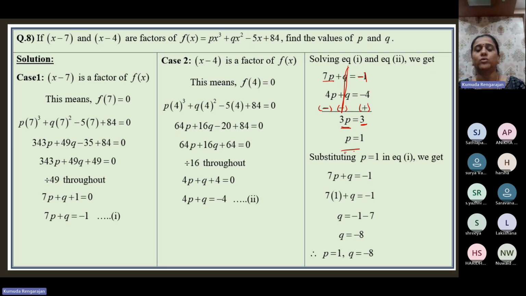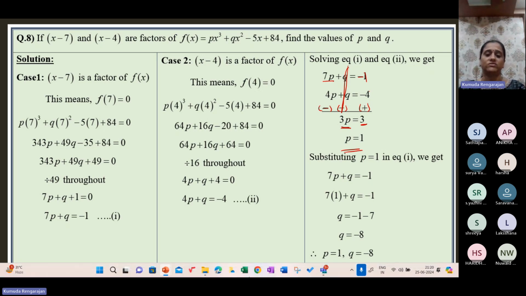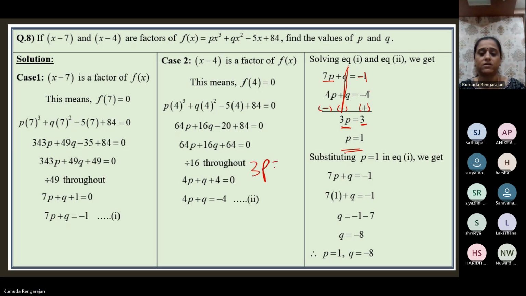So 3P is equal to 3. P is equal to 3 by 3, which is 1. P is equal to 1. So we found the value of P.